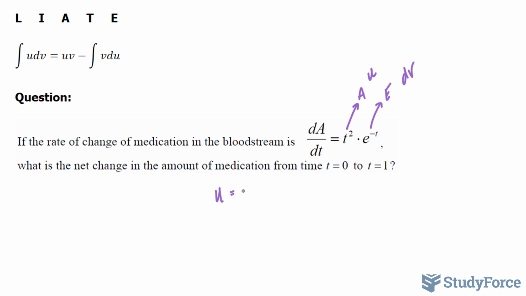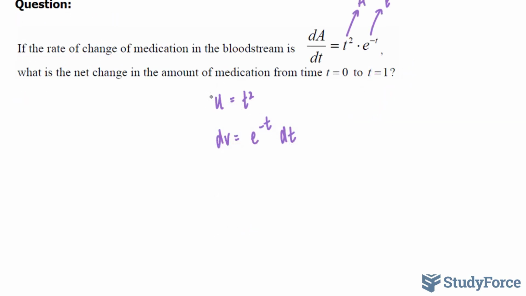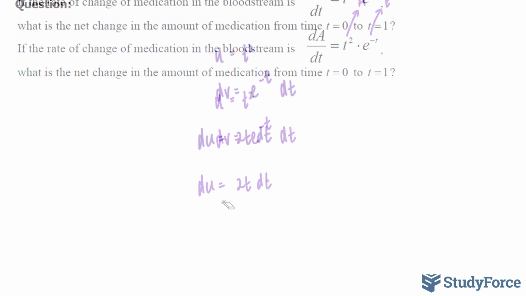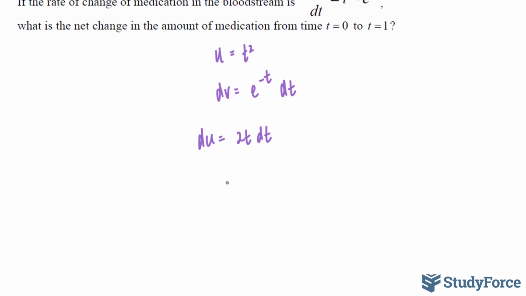u is equal to t squared, and we're going to take the derivative of both sides, and dv will equal e to the power of negative t dt. The derivative of the first part will be du is equal to 2t dt, and the integral of the following is v is equal to negative e to the power of negative t.